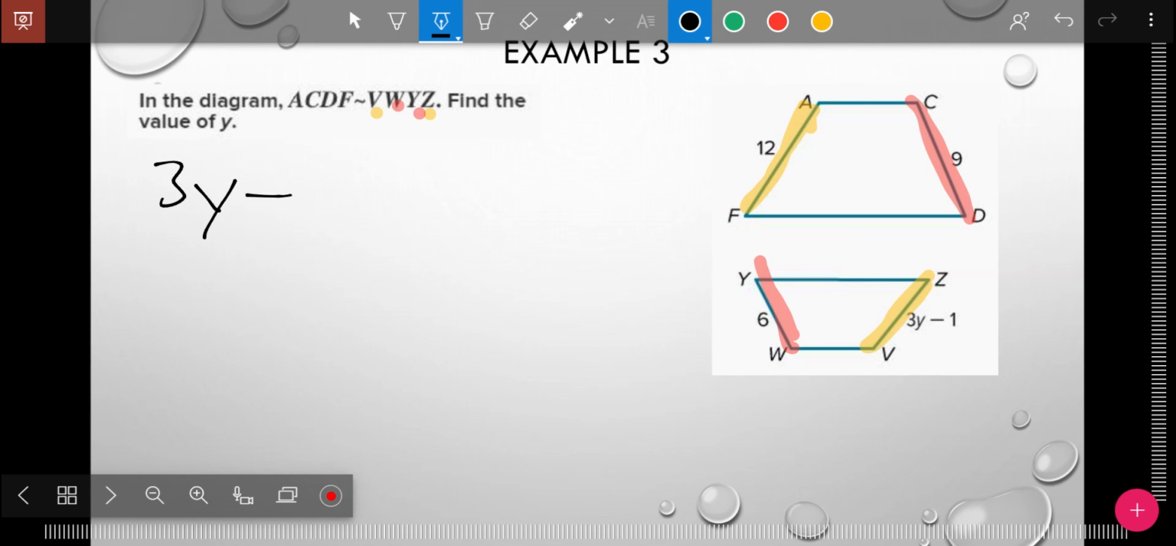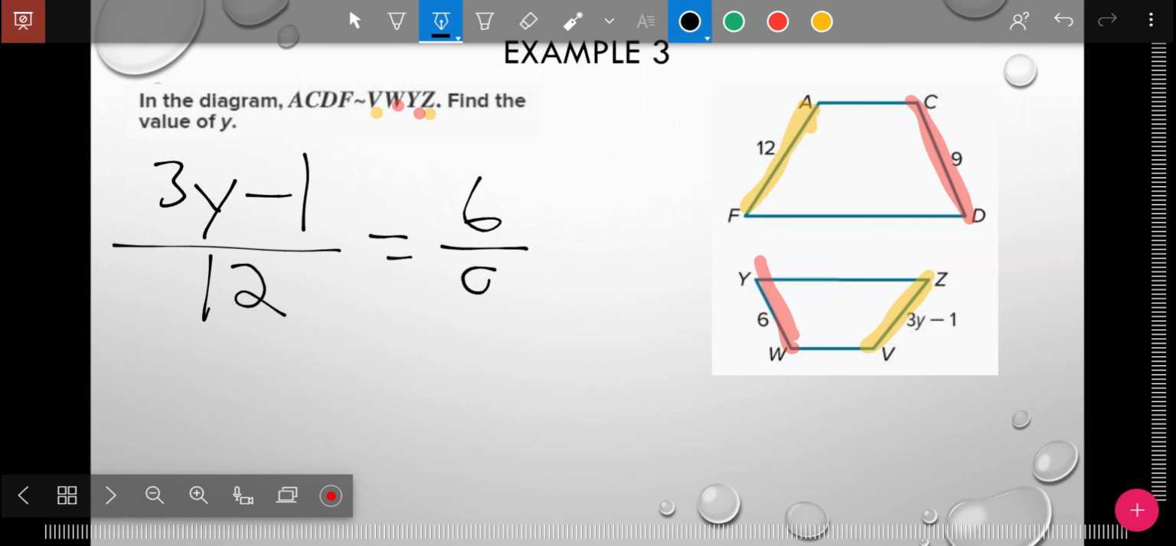Now, I just like putting the Y on top. You don't have to. You can put 12 on top. Either way. If you put 12 on top, though, 9 goes on top. I put 3Y minus 1 on top, so 6 goes on top. Cross multiply. 9 times 3 is 27Y. 9 times 1 is 9. 6 times 12 is 72.